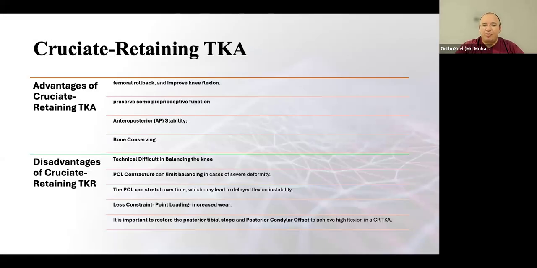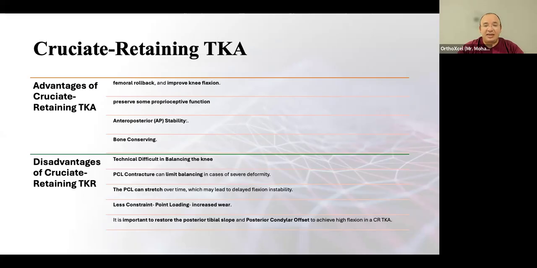Advantages: femoral rollback, improved knee flexion, preserved some proprioception by the BCL, anteroposterior stability because the BCL is still there, bone conserving, I don't cut a lot from the bone. Disadvantage is, as I told you, a bit technically difficult because I need to have proper ligaments. I cannot do a CR in a patient with lost BCL, a patient with a lot of osteophytes in the back, a patient with rheumatoid, where the soft tissues are very bad and the ligaments are not functioning well. So it's a bit technically difficult.